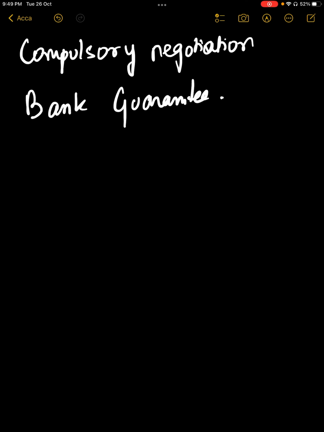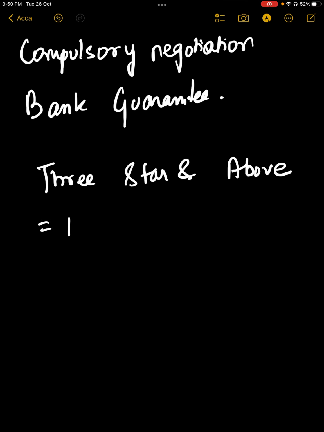2 star export houses and above can establish export warehouses in India. I already stated that earlier. 3 star and above are given ACP status, which is another program, accredited client program status. So this was all about foreign trade policy.